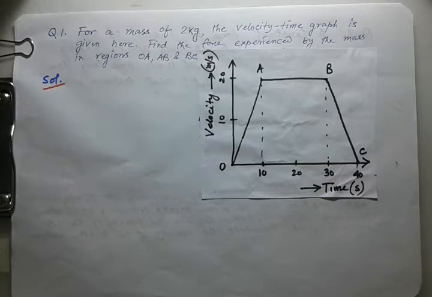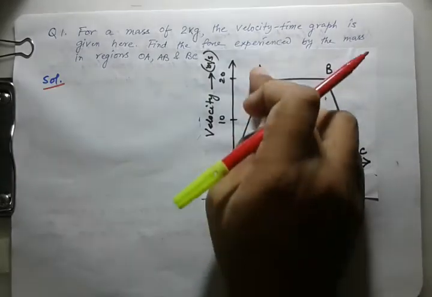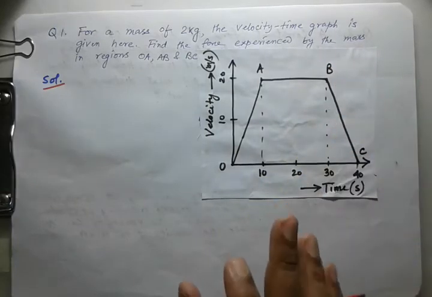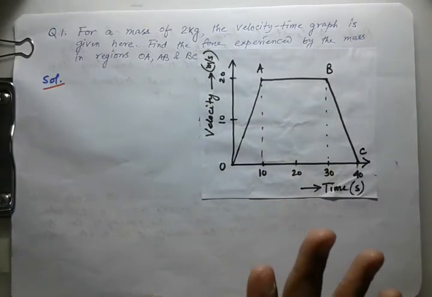So in this video we're also going to discuss the numericals. First we'll start with the graphical numericals. It is written here that for a mass of 2 kg the velocity time graph is given. Find the force experienced by the mass in the regions OA, AB and BC. This is the OA region, this is the AB region, and this is the BC region. So you have to find the force in different regions.